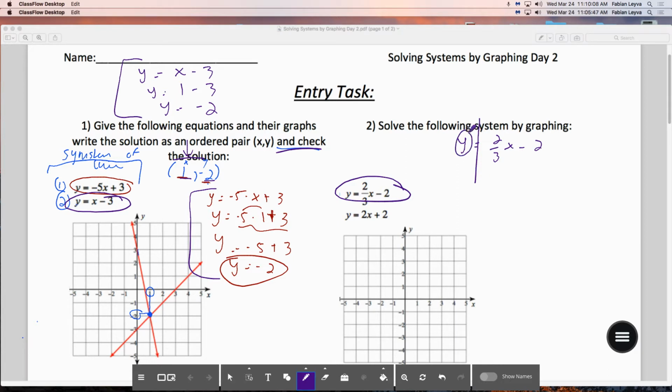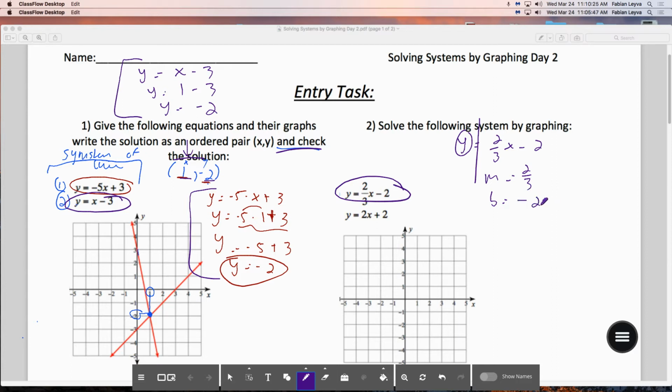When my y is by itself, I can identify the slope and the y-intercept on the other side. This format is called slope-intercept form. Your slope, which is identified with your m, is 2/3. Your y-intercept is a -2. It's whatever you're adding and subtracting.